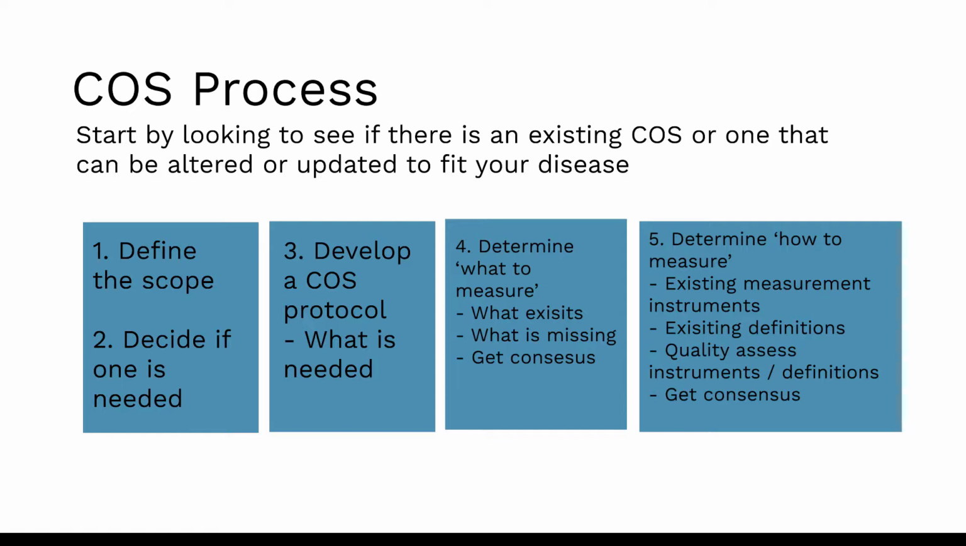Once you have your protocol for COS development, you would then determine what to measure. So what existing metrics are out there, what is missing in the field, and then get consensus. Once you've determined what to measure, you need to determine how you're going to measure it. Are there existing measurement instruments? Are there existing definitions? Then you need to have some quality assessment on the instruments and the definitions, and again, get consensus.